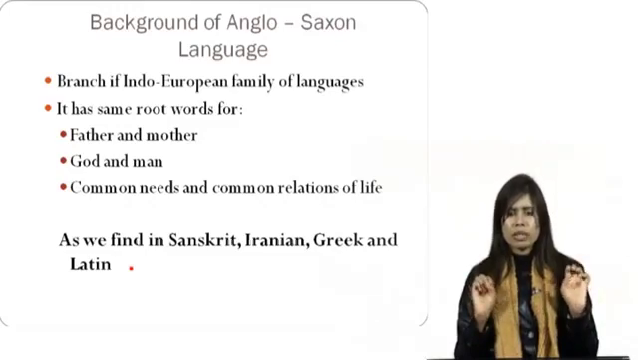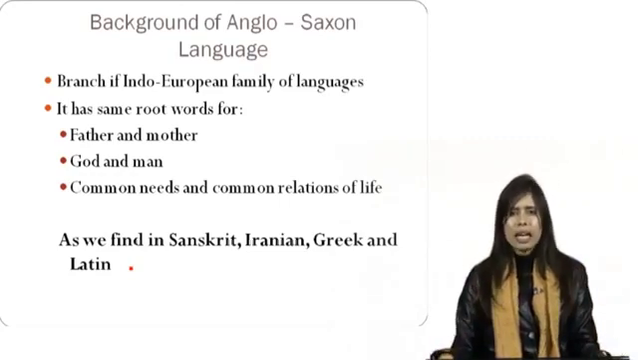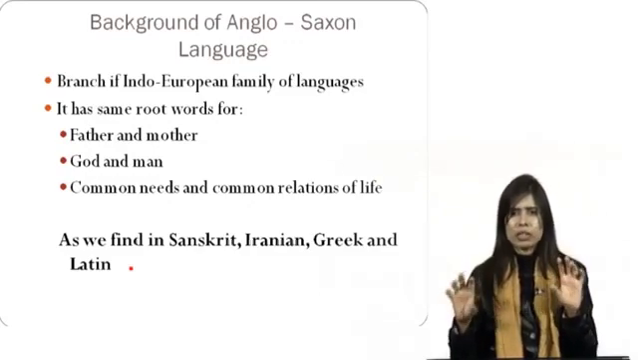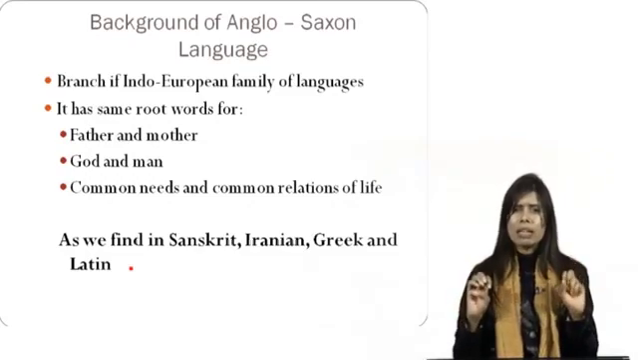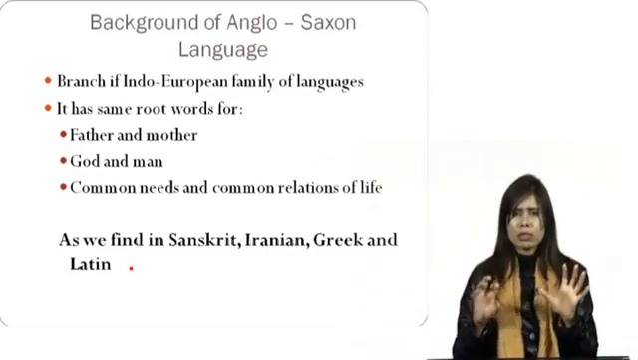What was their language? The language spoken by the Anglo-Saxon tribes was a branch of the Indo-European family of languages, and it has the same root words for father and mother, God and man, and common needs and common relations of life, as we find in Sanskrit, Iranian, Greek and Latin. These are also Indo-European languages.